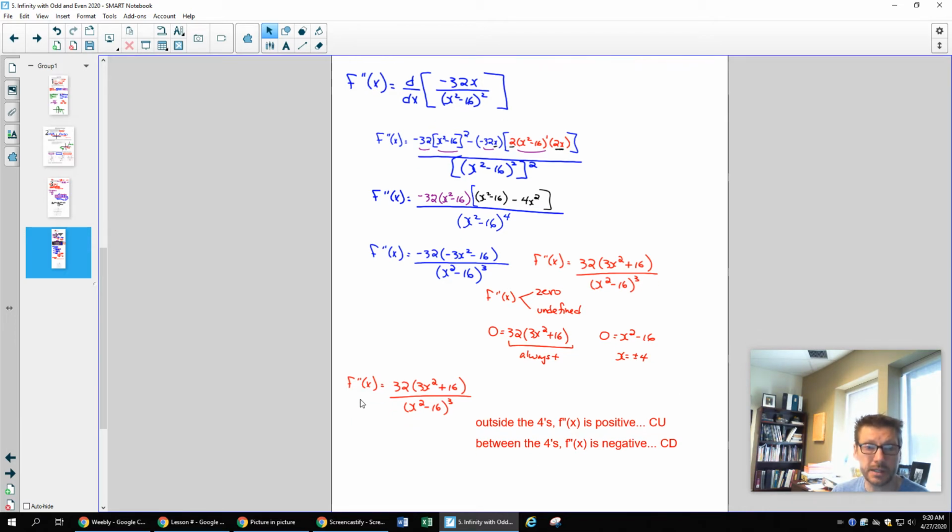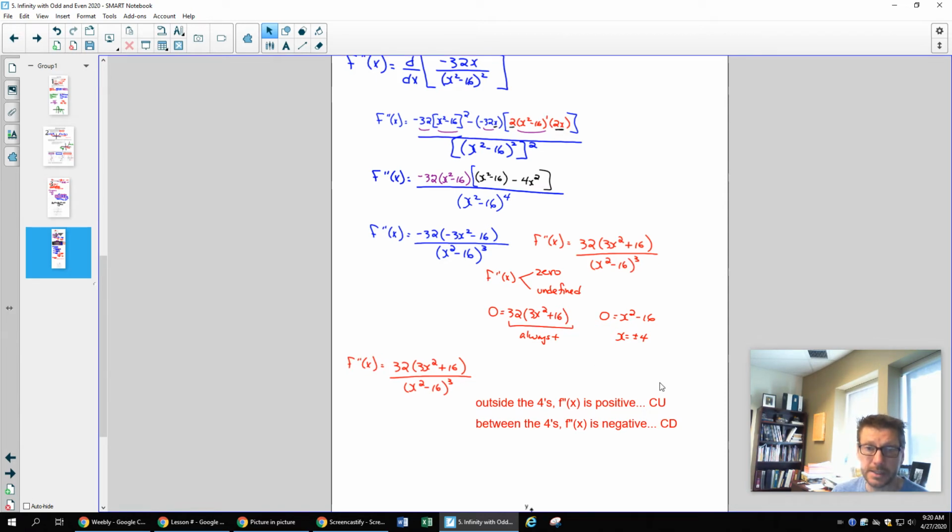So when we look at my second derivative, really we're just talking about what's happening outside of the 4's or what's happening inside the 4's. And I didn't do a table because I just want to talk about how you can do the algebra here. Outside the 4's, so it's like 5 or negative 5, 10 or negative 10. It doesn't matter which one you pick.